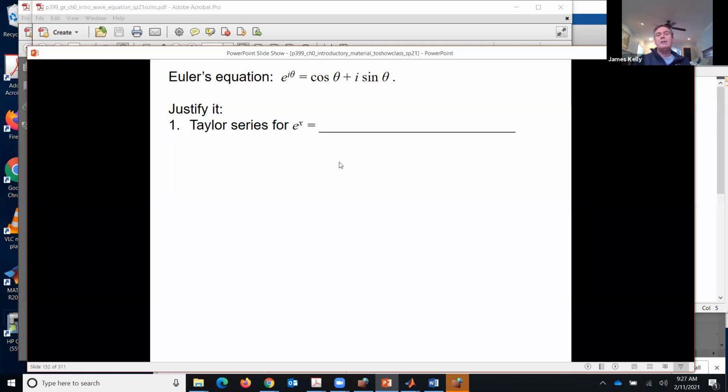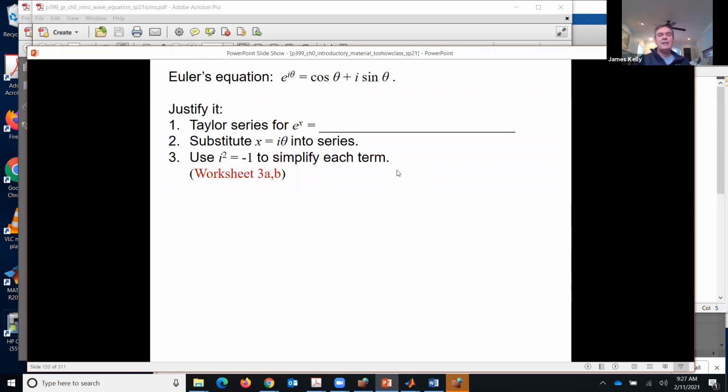So to justify this, what we're going to do is write down that Taylor series. We're going to do this on the worksheet in just a second. And then because we have the Taylor series for e to the x, we're just going to substitute for x as i theta. Substitute i theta everywhere there's an x into the series. Now we're going to have x squareds in there, so we're going to have i squared theta squared. And we know that i squared is -1, right? Imaginary constant number. i times i is -1. So we can use that to simplify the series.